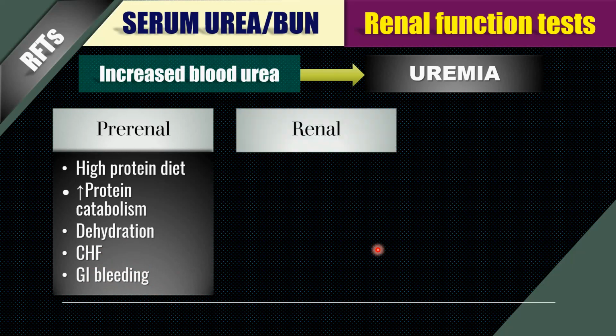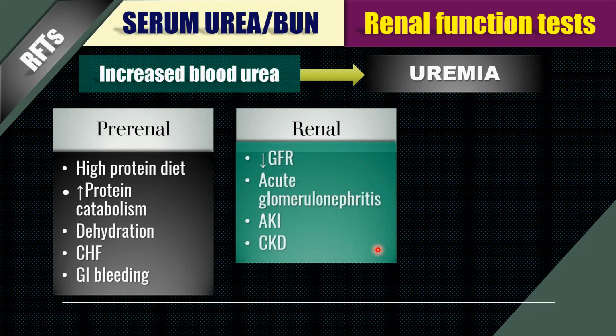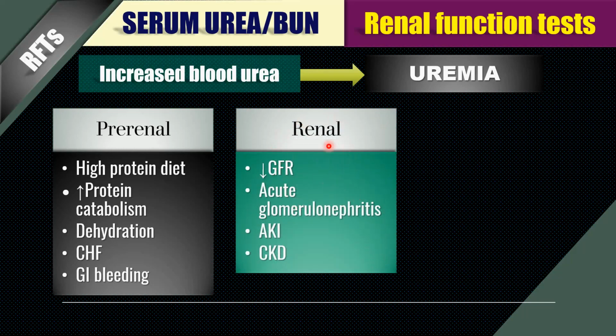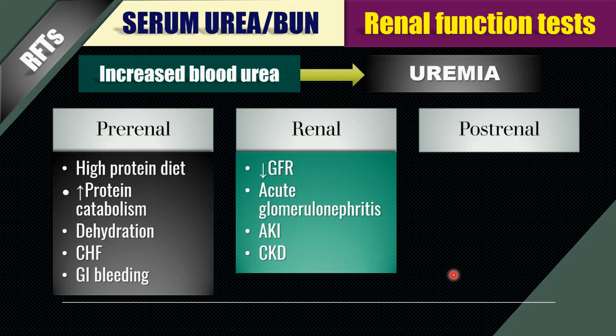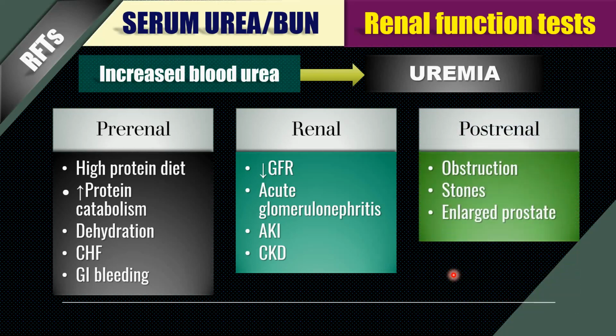Coming to the renal causes for uremia, any condition which affects renal function will lead to uremia, or in other words, if the GFR is decreased, definitely there will be elevated blood urea, like acute glomerulonephritis, acute kidney injury and chronic kidney diseases. Another reason for elevated blood urea is post-renal causes, like obstructions due to stones or an enlarged prostate, where we can see increased blood urea.